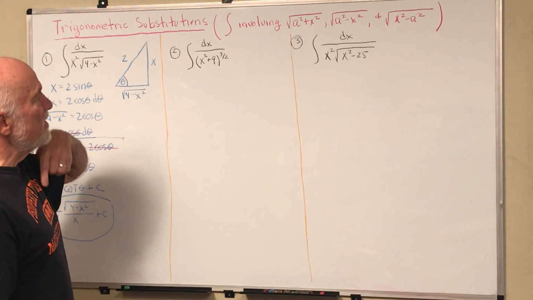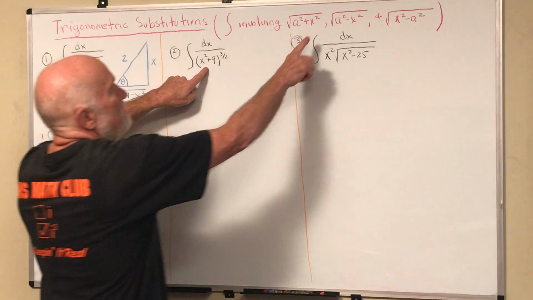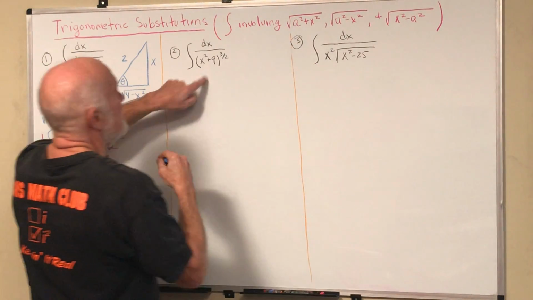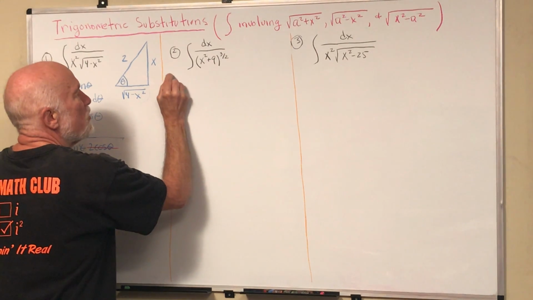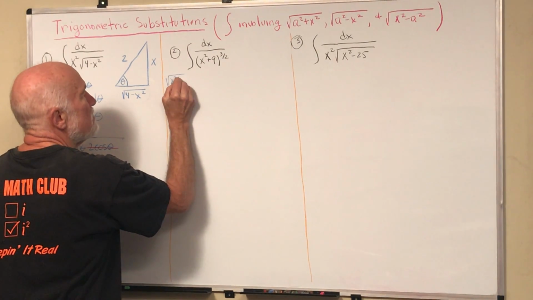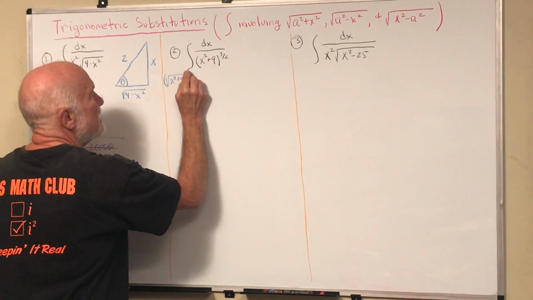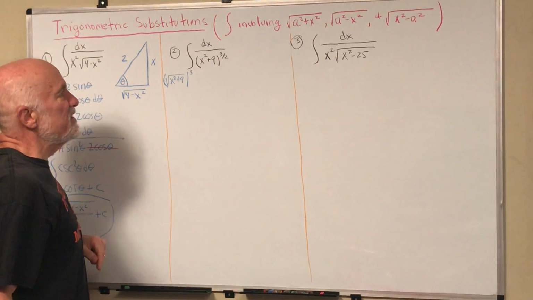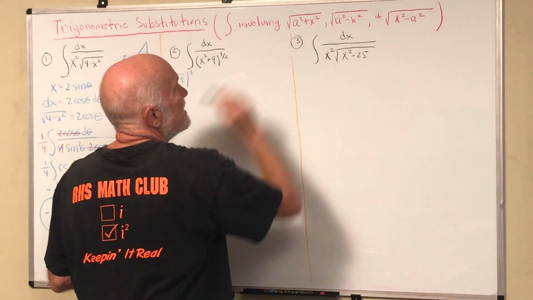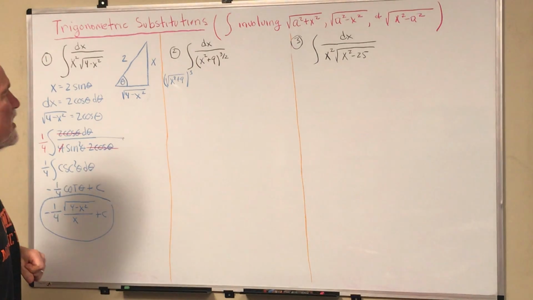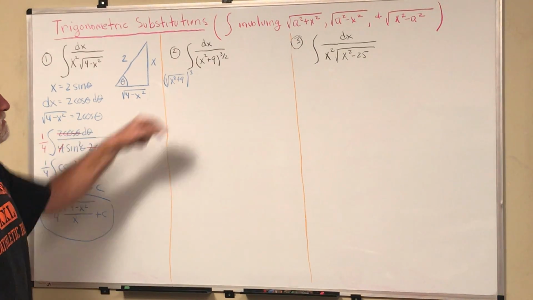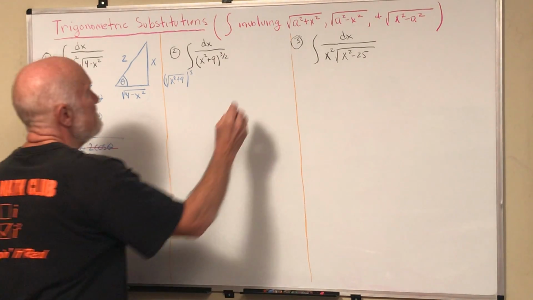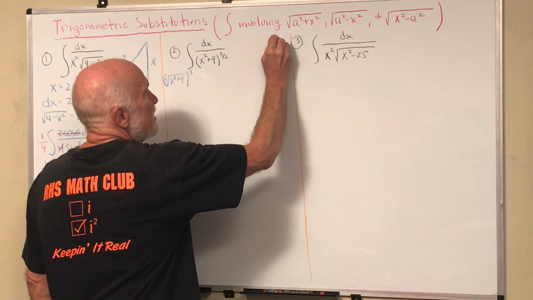Again, this one's a little more hidden, but is this one of these? Well, if you have to think of that denominator as being the square root of x squared plus 9, cubed. So it does have a square root of a squared plus x squared, where a is going to be 3 this time. So we again make our right triangle.